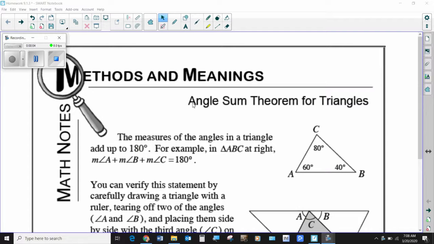Alrighty, let's check and see how well you did on your homework last night or yesterday. First, we're going to start with the M&Ms, and we have the angle sum theorem for triangles, which I was referring to as the triangle sum theorem.